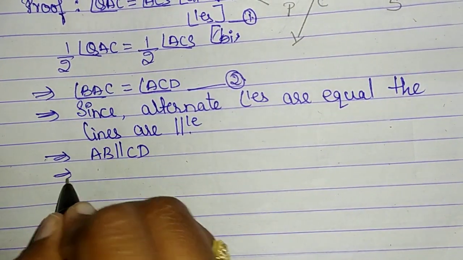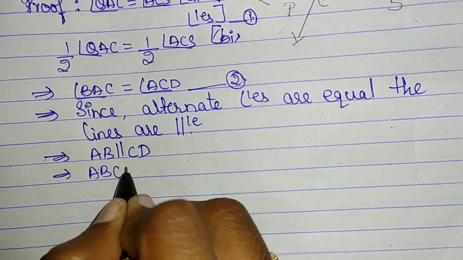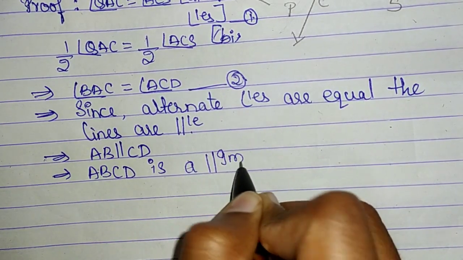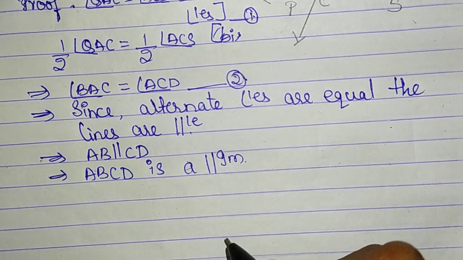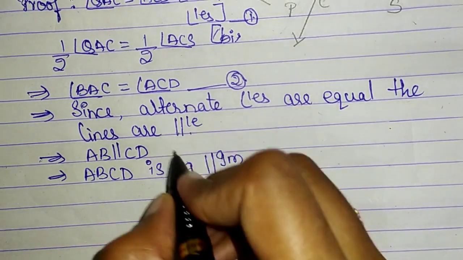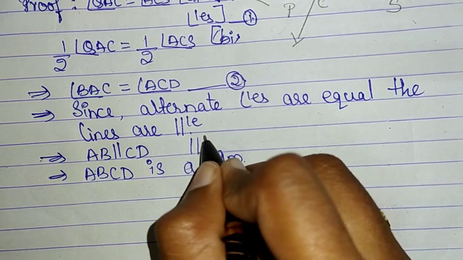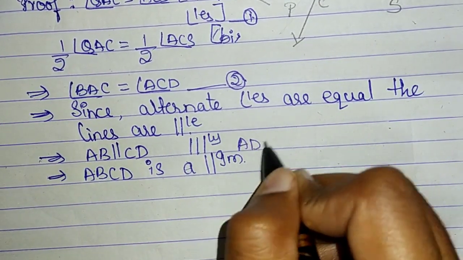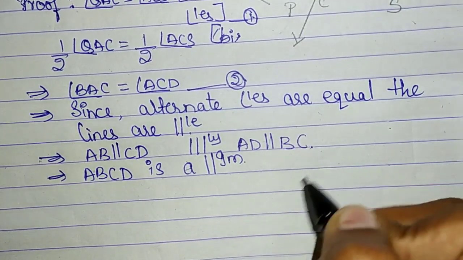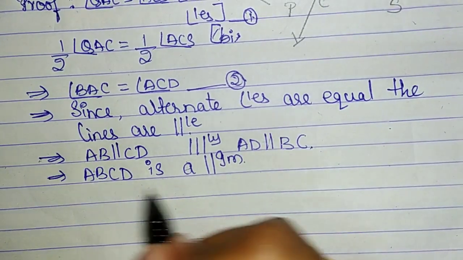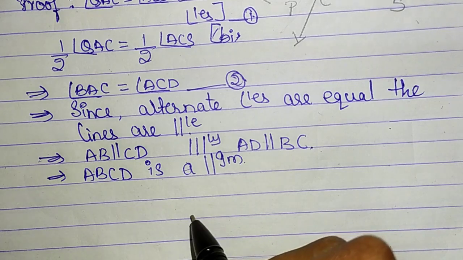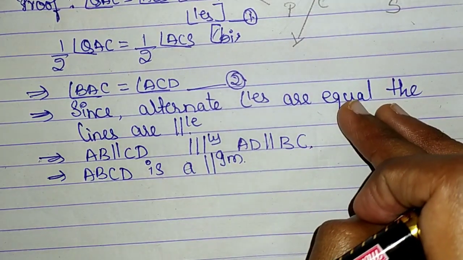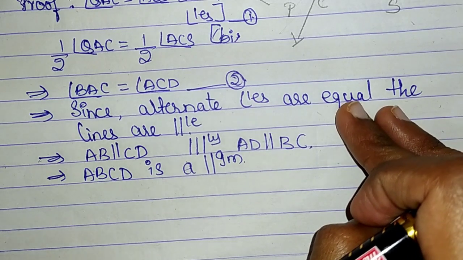So this implies ABCD is a parallelogram. But our job doesn't end here. We also need to prove that AB is parallel to CD. Similarly, AD is parallel to BC. You can prove these using the same arguments. So ABCD is a parallelogram. But in a rectangle, always one of the angles is a right angle.